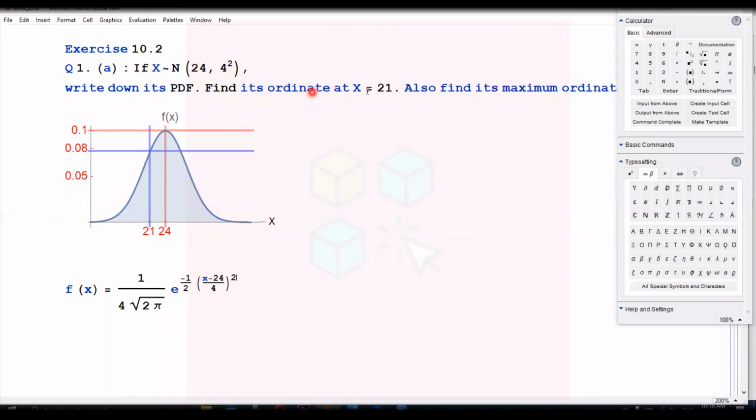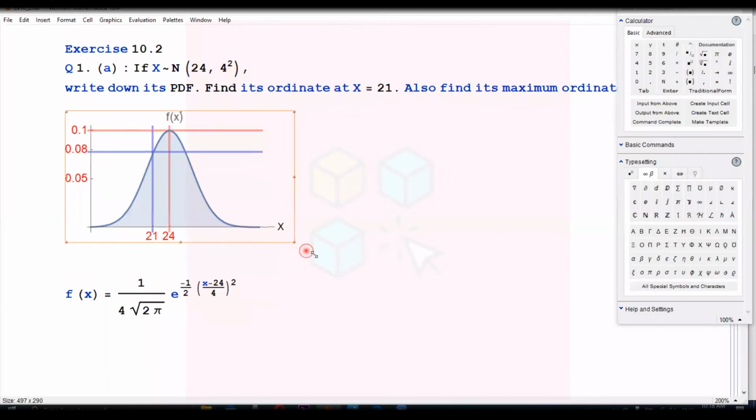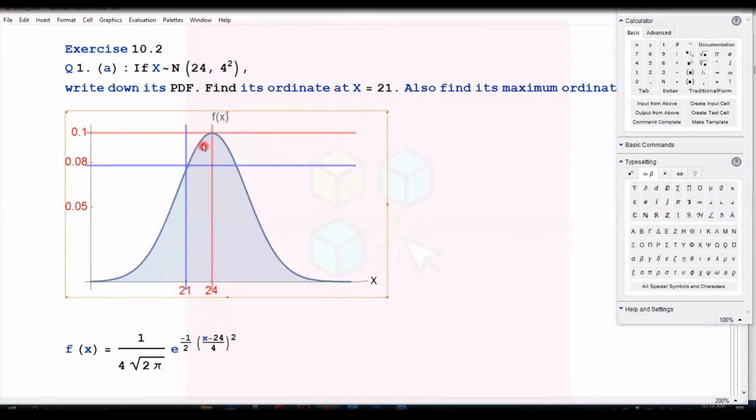Find its ordinate at x equal to 21. We will see this figure. In this figure, you can see that in the center there is the mean, which is 24. It goes from the left side up to the right side. 21 should be on the left side of this 24 because it's less than 24. So a blue line is marking the point on the x-axis, and you want to find the height of this point.